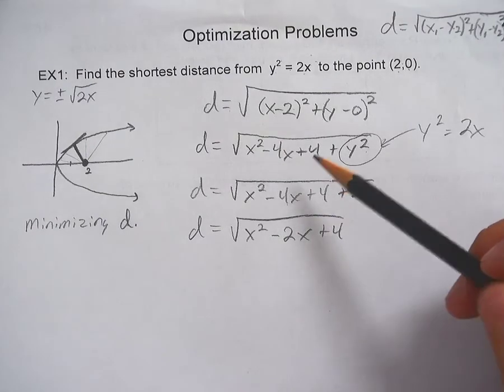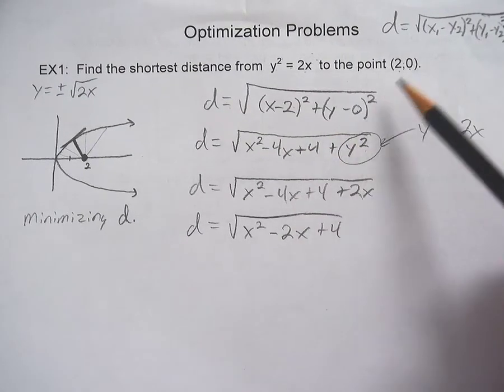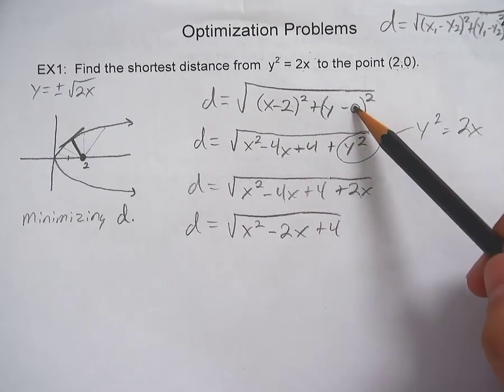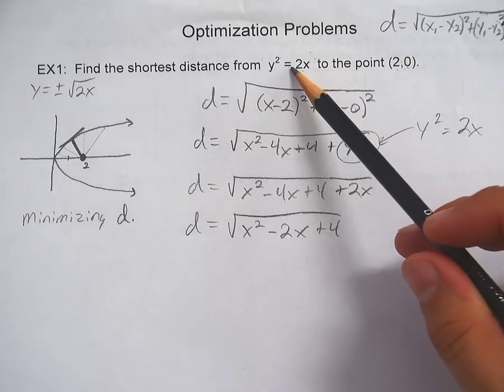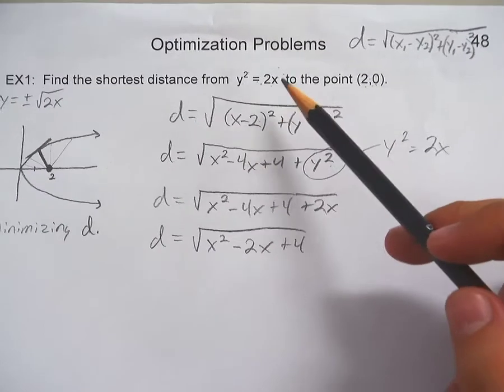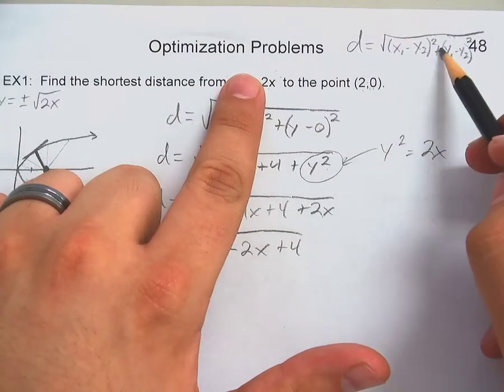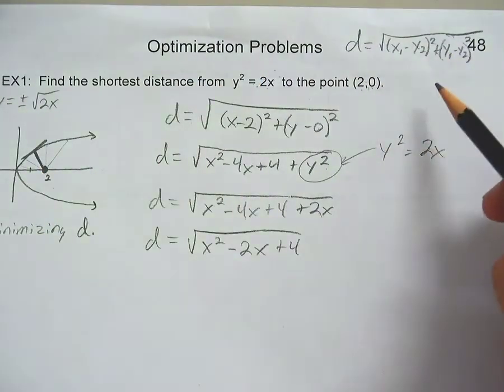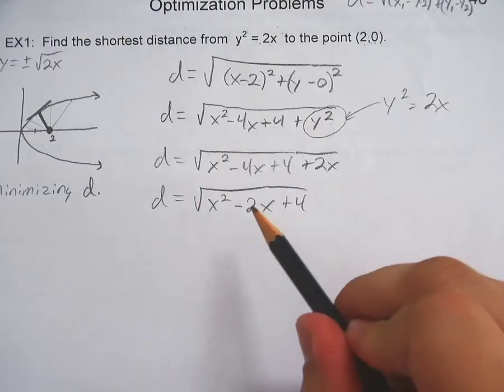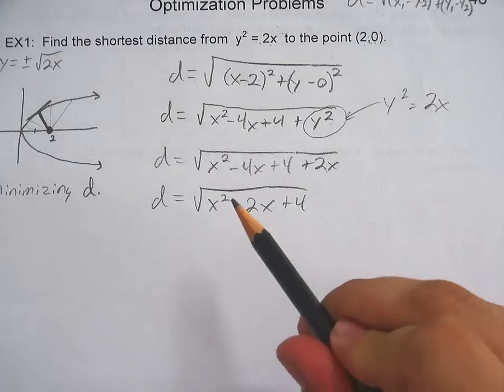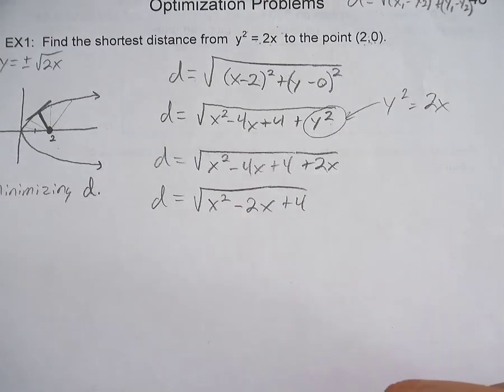So I really want you to grasp a hold of what I'm doing here. I plugged in my point first, simplified a little bit. Now I plugged in this other equation. So you have to find a way to plug both of these into your distance formula back from Algebra 1. And what we're going to do is minimize this distance. Here's my distance. I need to minimize it.